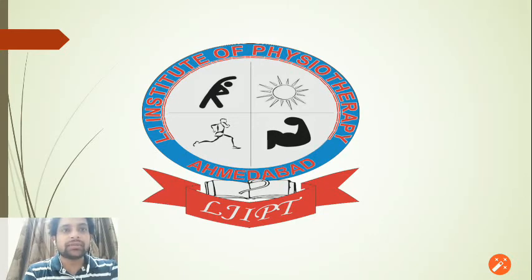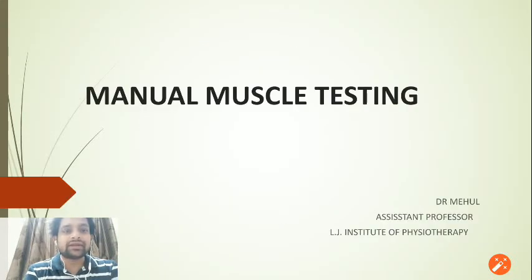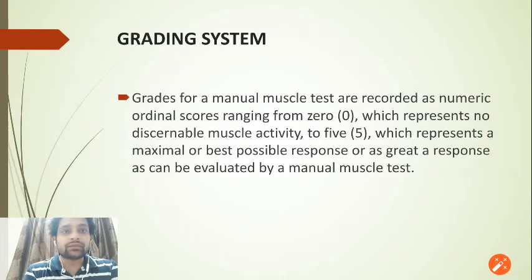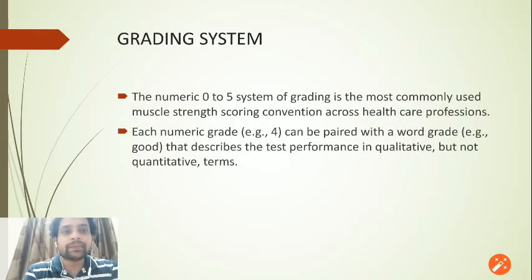Today we are going to learn about manual muscle testing. In manual muscle testing, we'll discuss the grading system. Grades for manual muscle test are recorded as numeric ordinal scores ranging from 0 to 5, with 0 representing no discernible muscle activity, and grade 5 representing a maximal or best possible response, or as good a response as can be evaluated by manual muscle test.